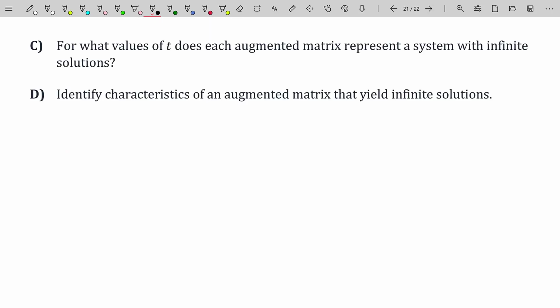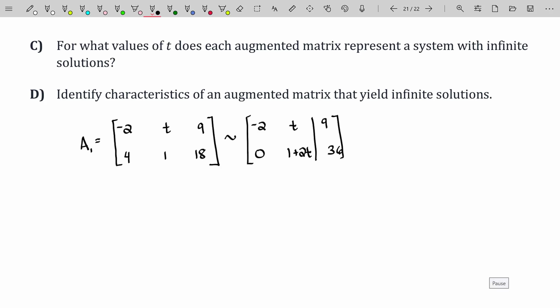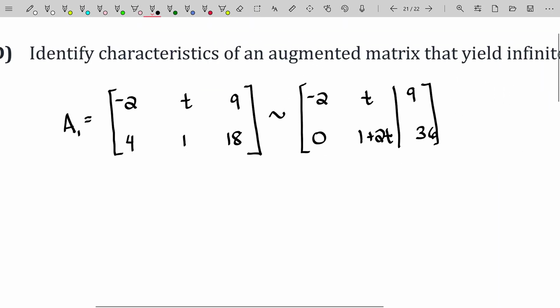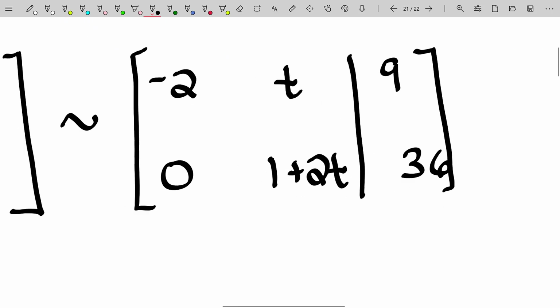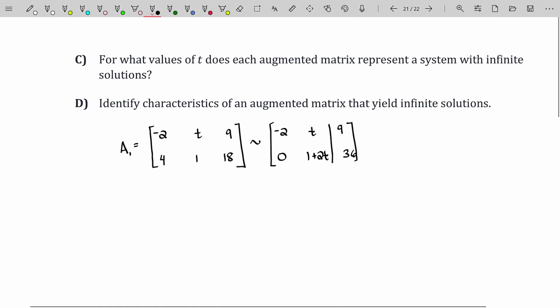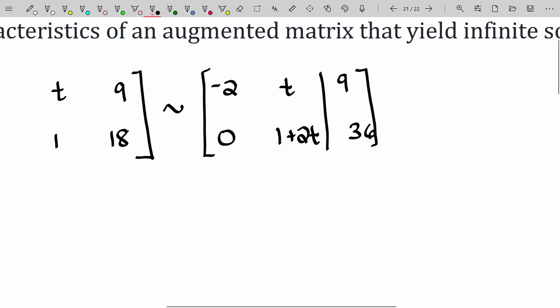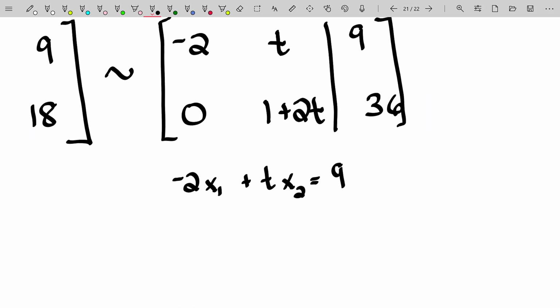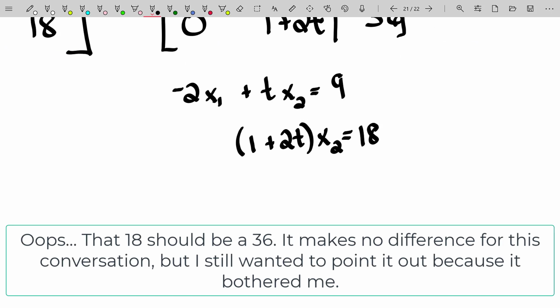For what values of t does each augmented matrix represent a system with infinite solutions? Now, just to remind you, the very first augmented matrix was this guy right here. We did a single row operation to get to this point right here. To have an infinite number of solutions, we would need to completely get rid of one variable in the linear system. That is, we would need to reduce this system of two equations to a system of one equation with two unknowns. That means it would just be a line, an infinite number of solutions.